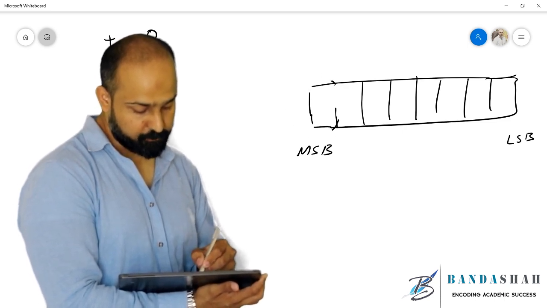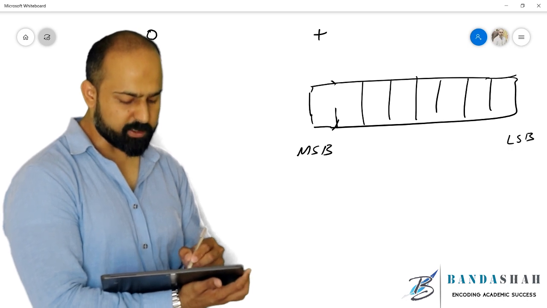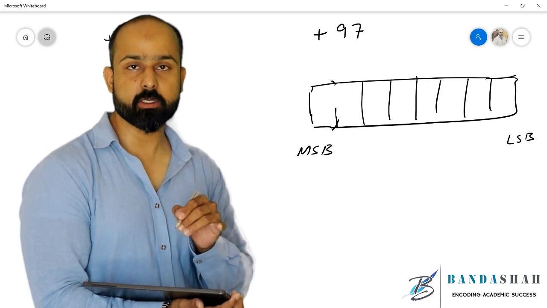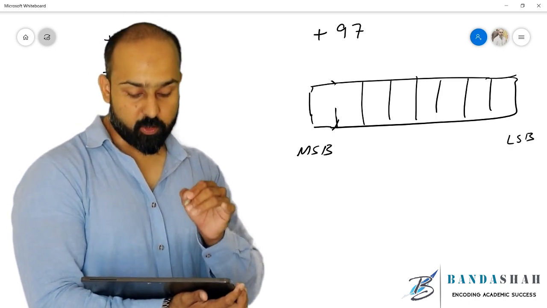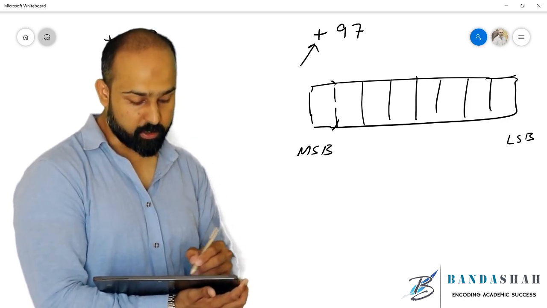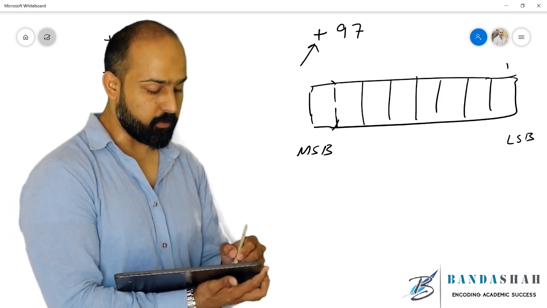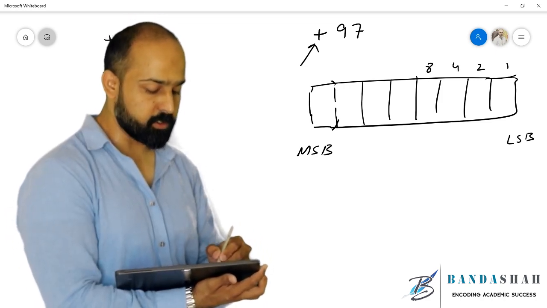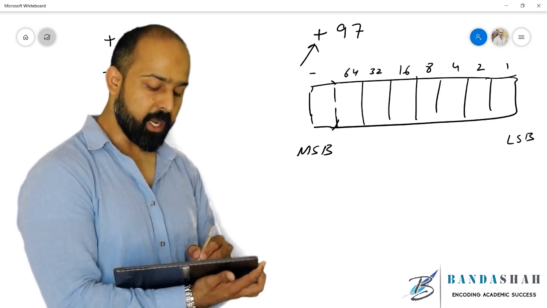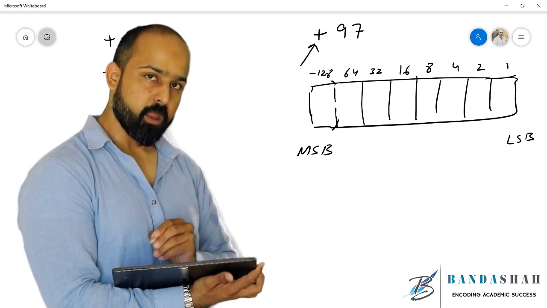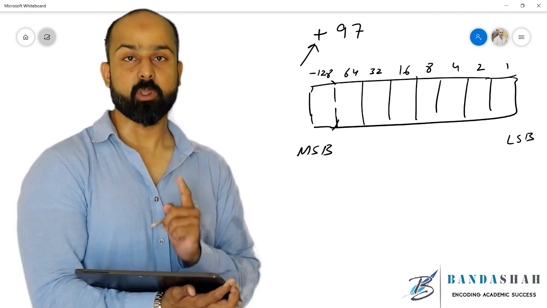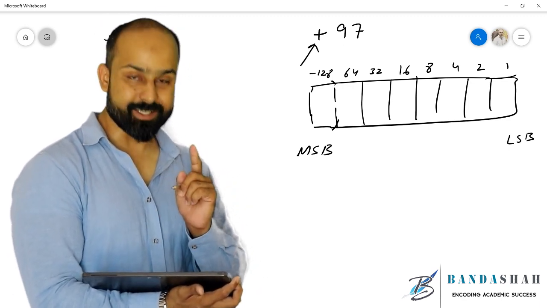Let's say we have a value like plus 97. It's a signed integer, a 2's complement integer, and the plus sign holds. You simply need to put what here? Let's start numbering this: 1, 2, 4, 8, 16, 32, 64, minus 128. The MSB will have the value with a negative sign, in 2's complement in signed integers.